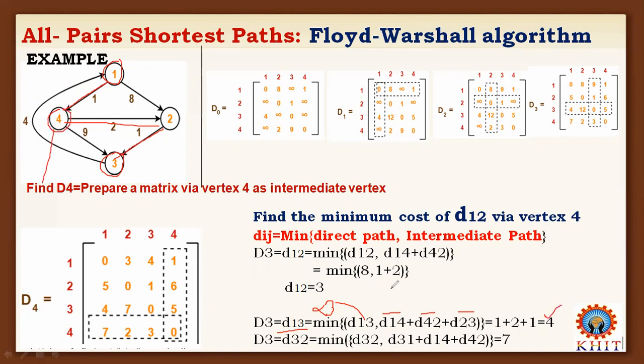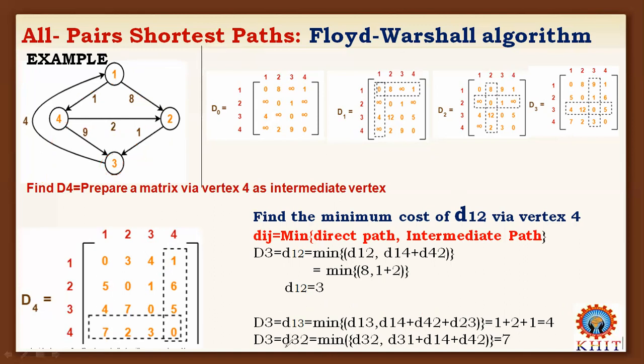The cost is 4. So the distance from 1 to 3 has cost 4, which can be replaced with the cost of 9. Why 9? The existing cost is 9. The cost is to be replaced with the minimum cost. Okay.